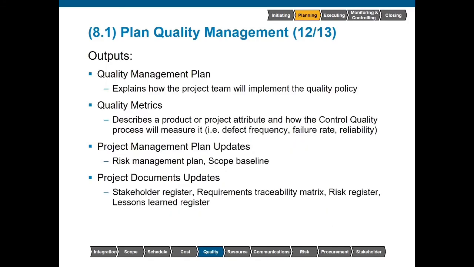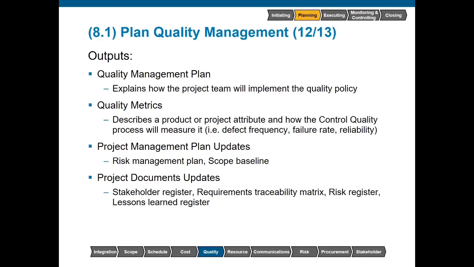Outputs from this process include the quality management plan, which explains how the project team will implement the quality policy. We also have quality metrics, which describe the product or project attributes that will be measured and how they will be measured. This could be defect frequency, failure rate, reliability, or sometimes defects. Defects per million opportunities tends to be a very popular one, DPMO.